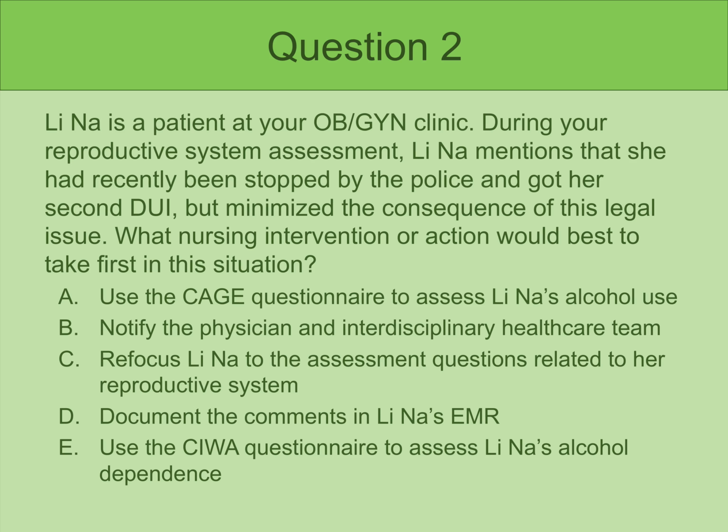So we can look at the stem of the question. We know that this is a reproductive systems assessment. We know that Lena has mentioned this DUI just kind of casually. We know that this is her second DUI, so this is repeated behavior. We also know that she's minimizing the legal consequences of this.